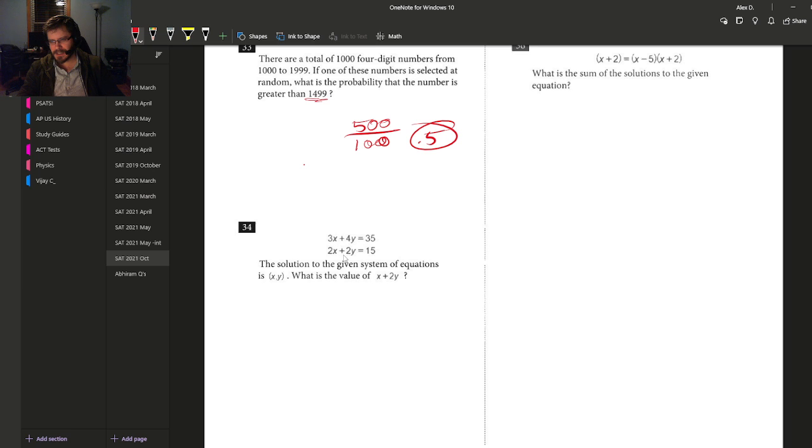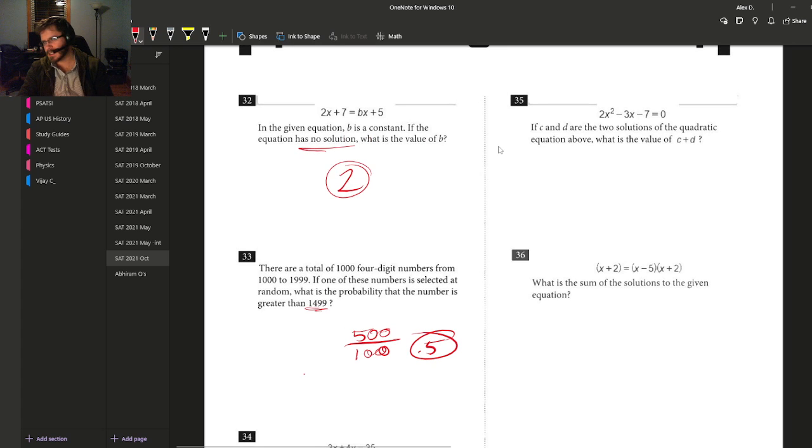System of equations, no hints. What is x plus 2y? Look for these shortcuts. Just subtract that. 3x minus 2x is x. 4y minus 2y is 2y. 35 minus 15 is 20. x minus 2y is 20. They do that stuff all over the place. Train your brain to look for it.